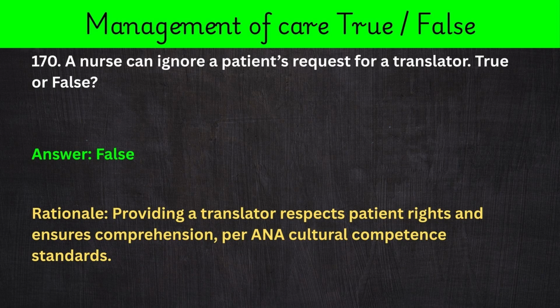170. A nurse can ignore a patient's request for a translator. True or false? Answer: false. Rationale: providing a translator respects patient rights and ensures comprehension per ANA cultural competence standards.